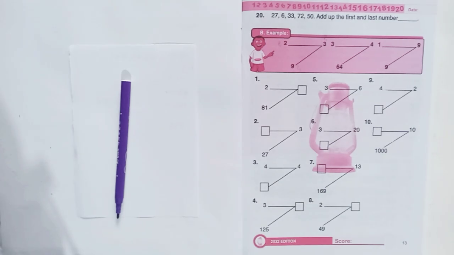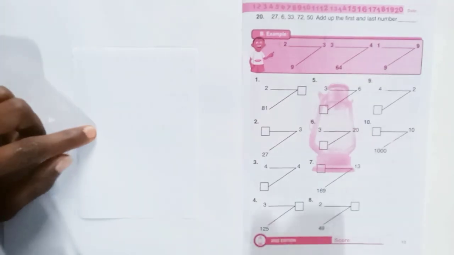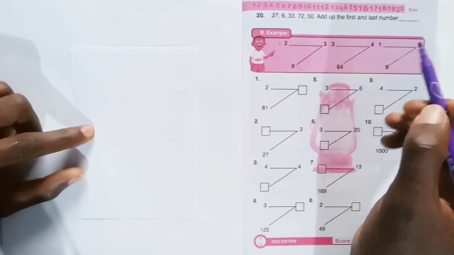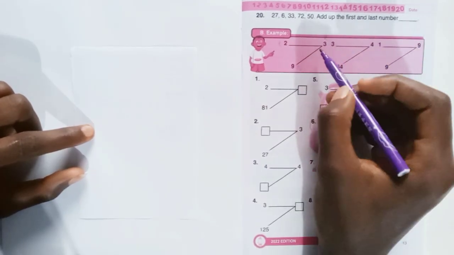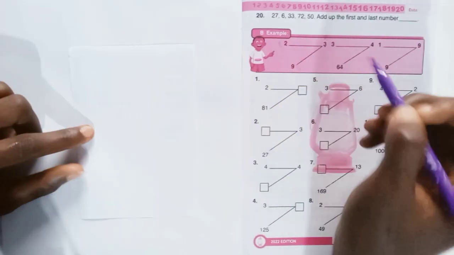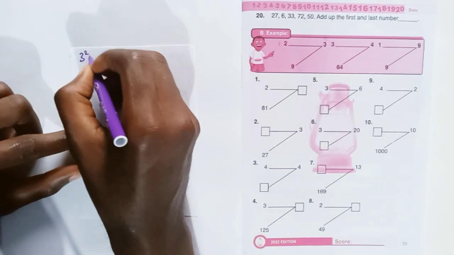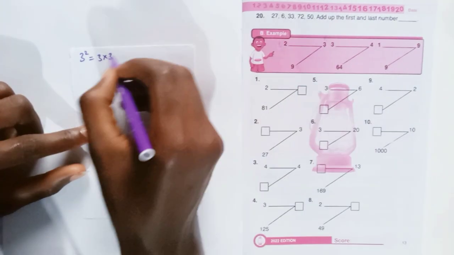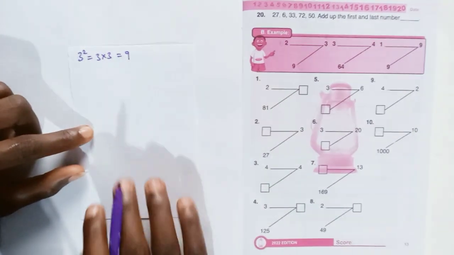Hello guys, welcome back. So this is exercise 7B of the Lantern Quantitative Reasoning Book 5. And we've got an example here. Now, what's the pattern here? The pattern here is we're going to be raising to the power. So 3 raised to the power of 2, which is the same thing as 3 times 3, will give us 9. Okay?